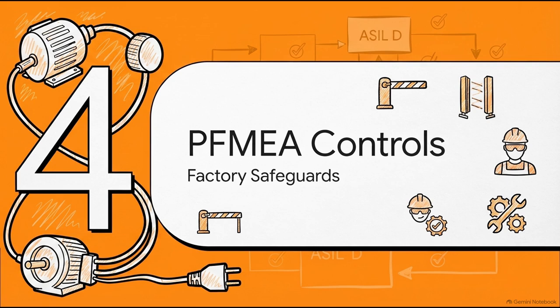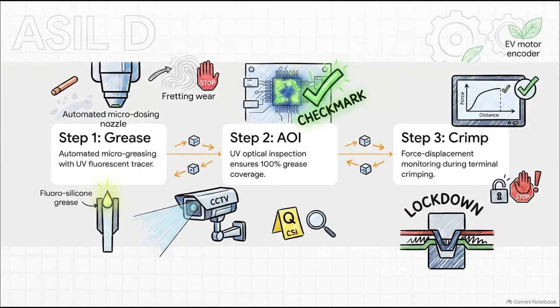Section 4, PFMEA, Critical Process Controls, Factory Safeguards. Because, let's be real, a perfect design on a computer doesn't mean a thing if it's assembled poorly on the factory floor. Remember that fretting wear we talked about earlier? The micro vibrations destroying the copper pins? Well, here is the factory-level mistake-proofing, or poka-yoke, safeguard against it. Step 1, an automated machine injects a hyper-precise micro-drop of automotive-grade floral silicone grease right into the terminal.